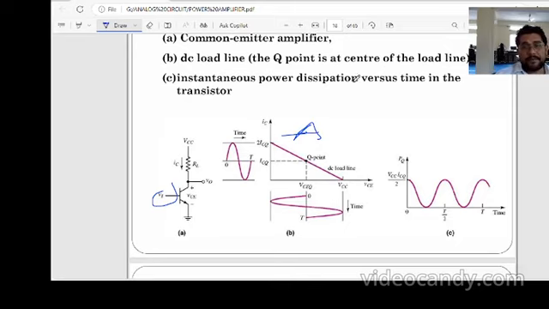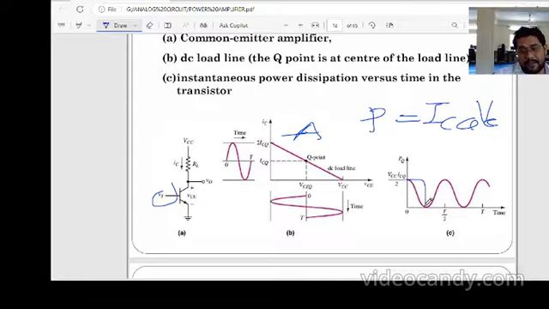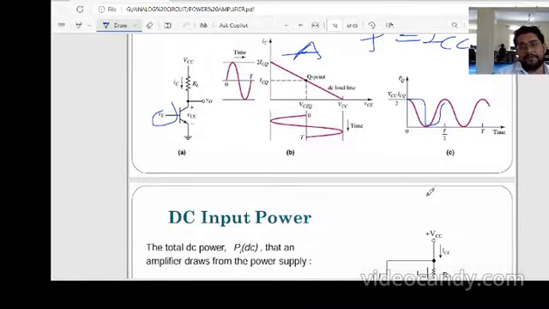The instantaneous power dissipation versus time of the transistor. How is the power dissipated in the transistor? At the quiescent point, we have the quiescent current ICQ times the supply voltage VCC. This is called the input power.